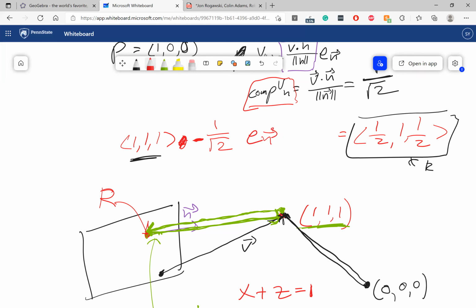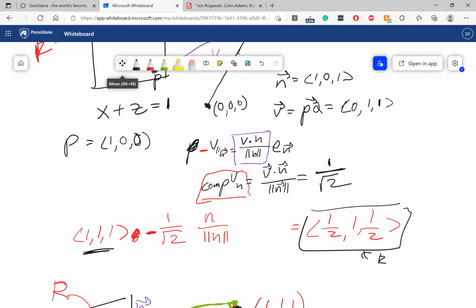So what is En? En is the vector n over the magnitude of n. So we know what the magnitude of n is. What is n? 1, 0, 1, right? That's our n, 1, 0, 1. So the magnitude is the square root of 2. So we can put the square root of 2 down here. We can multiply it by this 1 over the square root of 2, and we just get 1/2. So that's how we got 1/2.